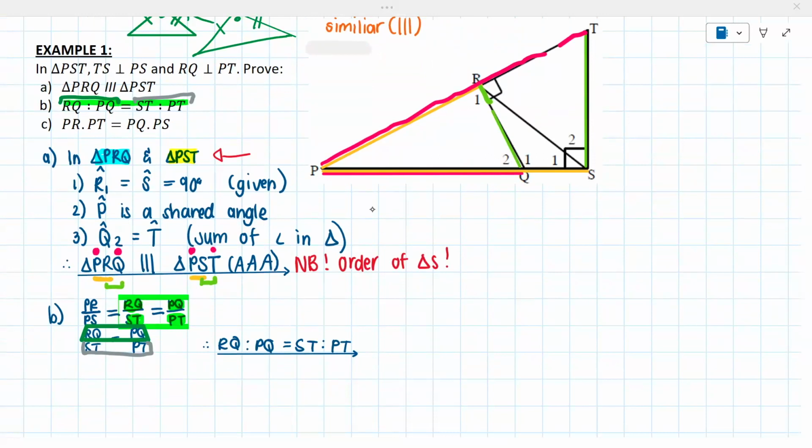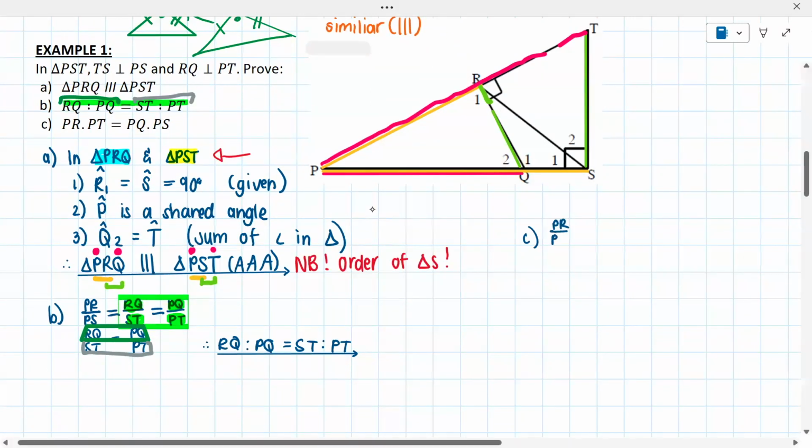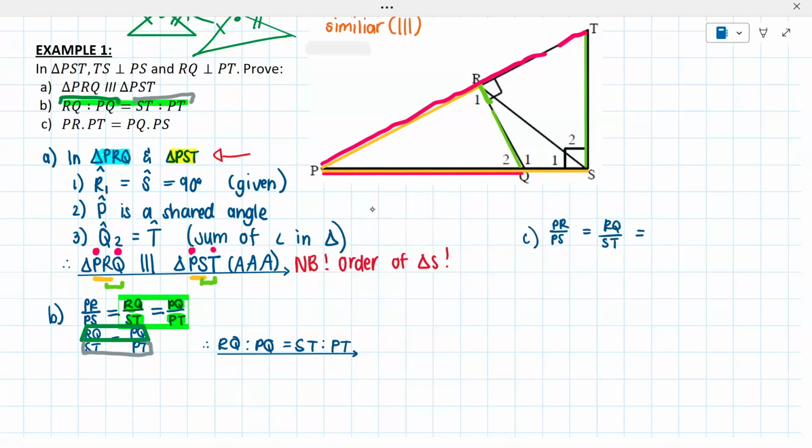All right, question C is asking us to show that PR times PT is equal to PQ times PS. We do exactly the same thing. We look at our ratios. Now, obviously, you don't need to rewrite the ratios. I'm going to, just so that we can have a look. So PR over PS is equal to RQ over ST is equal to PQ over PT.